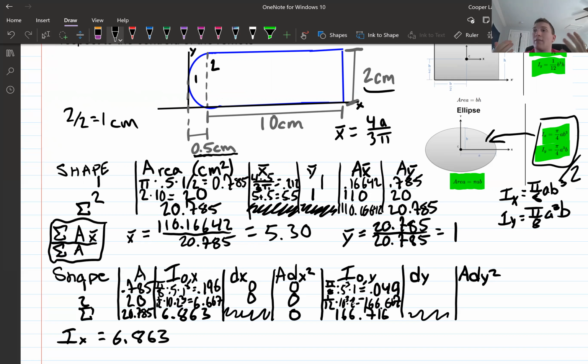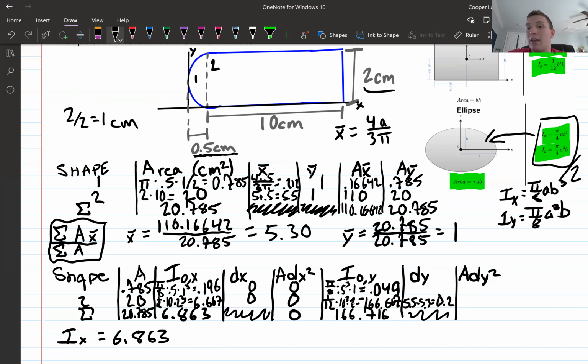Now we're going to be looking at getting our dy values. For our dy values, we're going to take our x bar value of 5.3 and figure out how different that is from the x bar values of our other shapes. The first one we're going to do is the rectangle. The x bar for the rectangle was 5.5, if you remember. So I'm going to subtract 5.3 from that, which gives us 0.2. And that would be our dy.